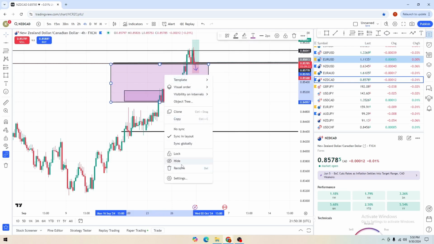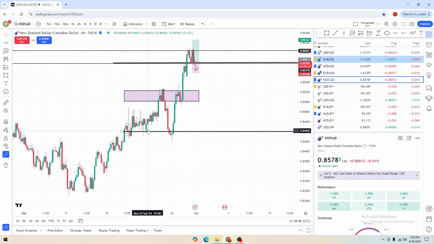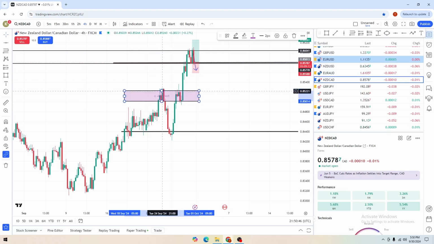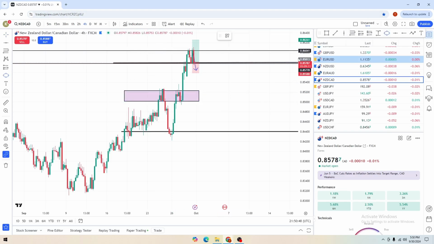For you to find an area of interest, you would need at least 3 touches on the pair you're using. So as you can see here, we have one. Let me circle it for y'all. We have 1, 2, and 3. So we have 3 touches, which is a strong area of interest.